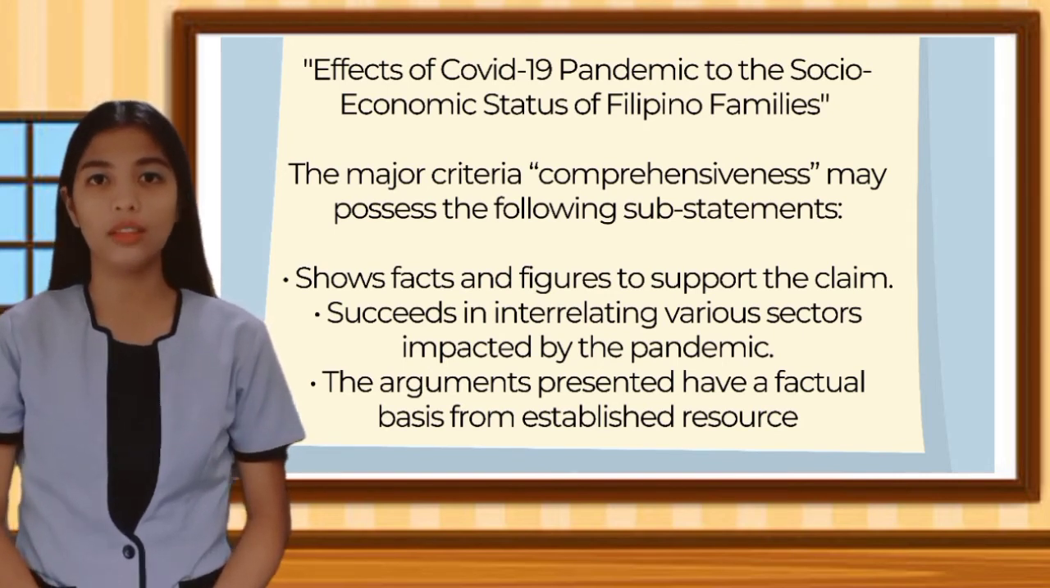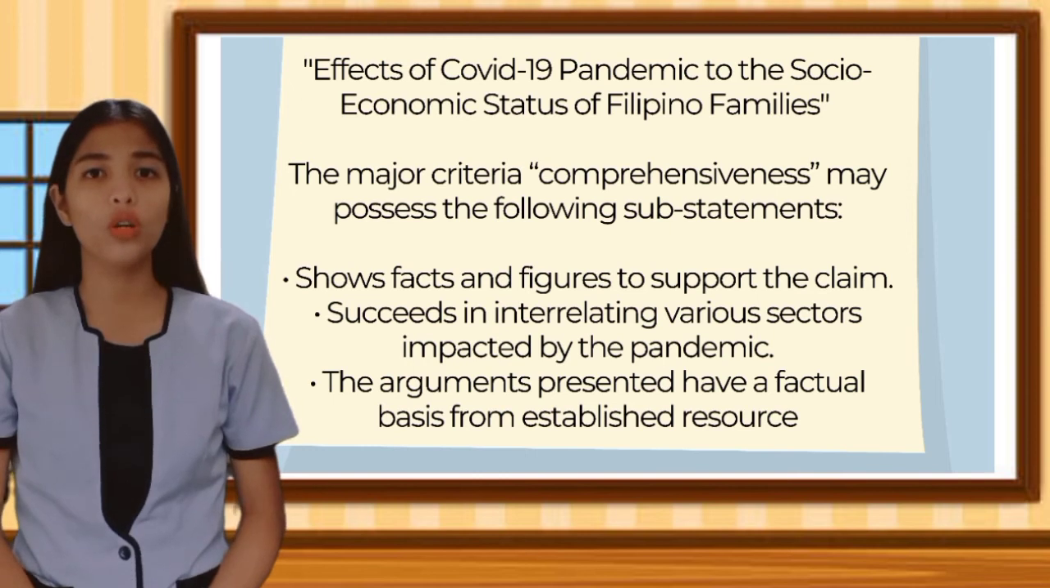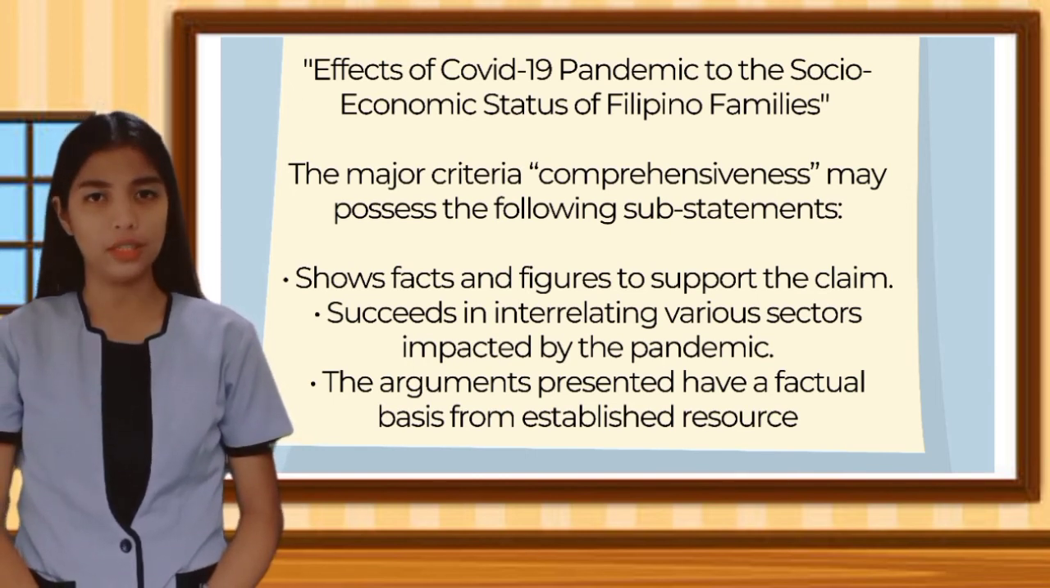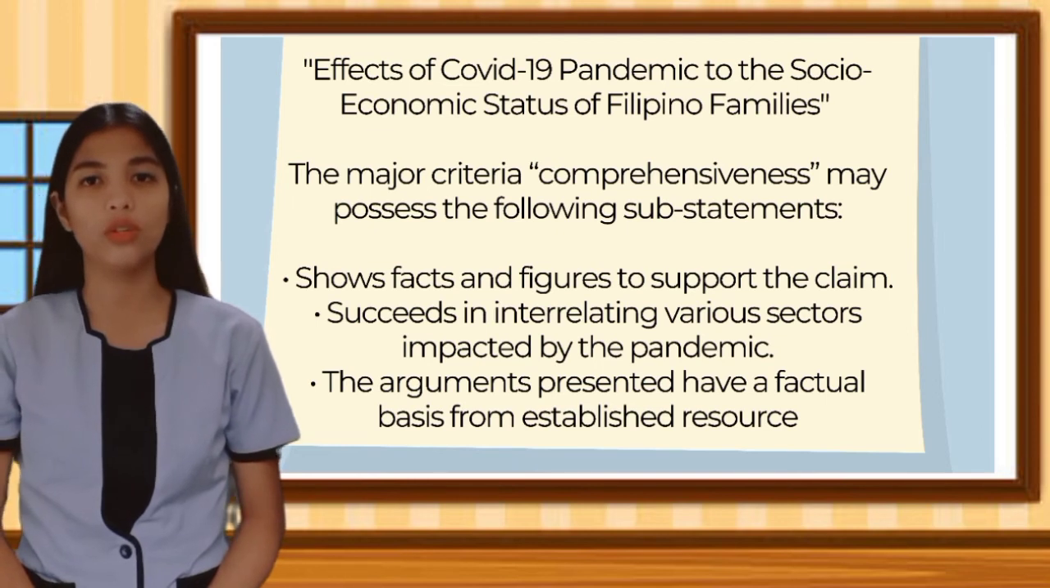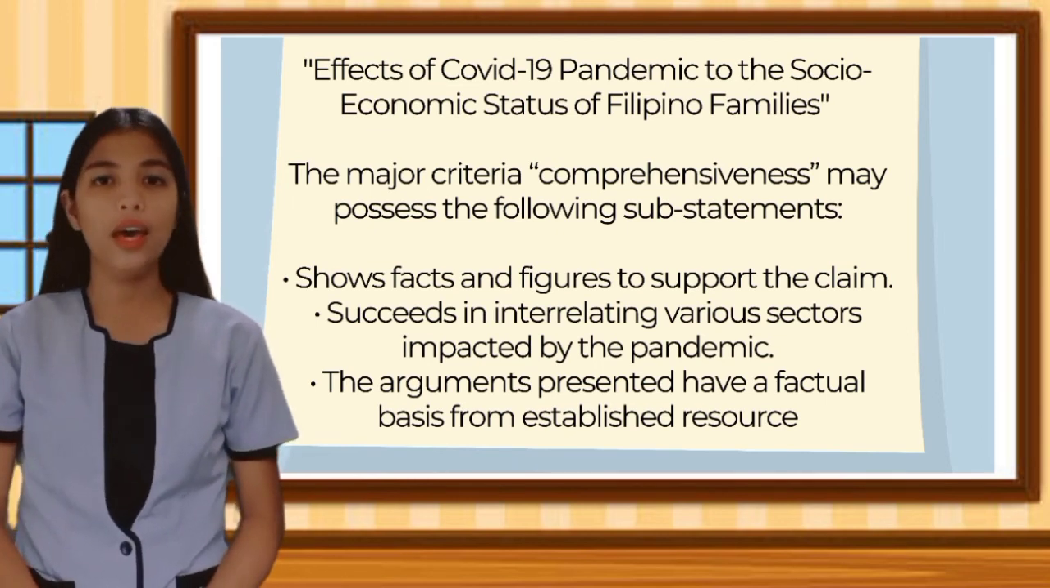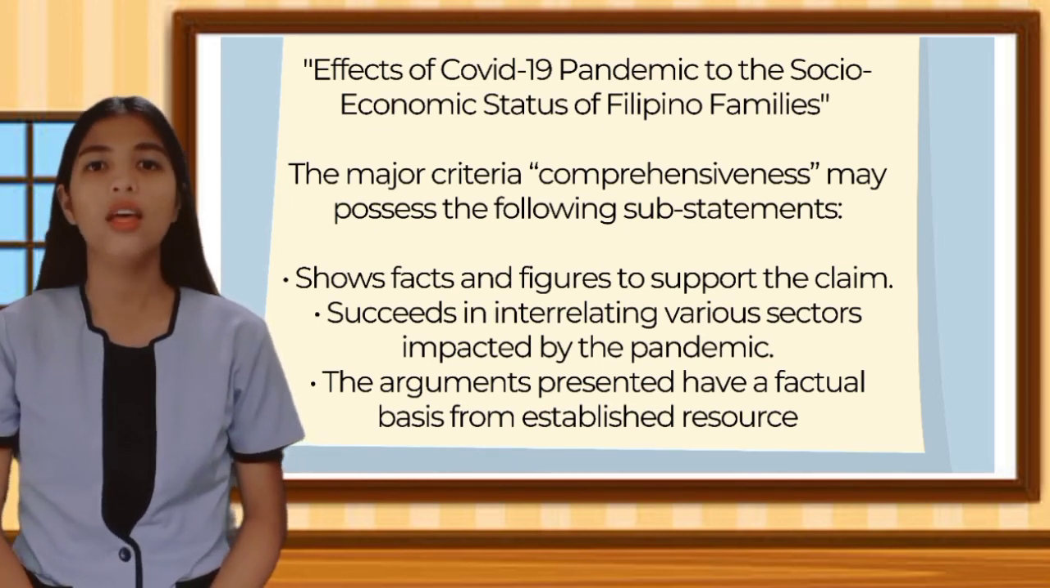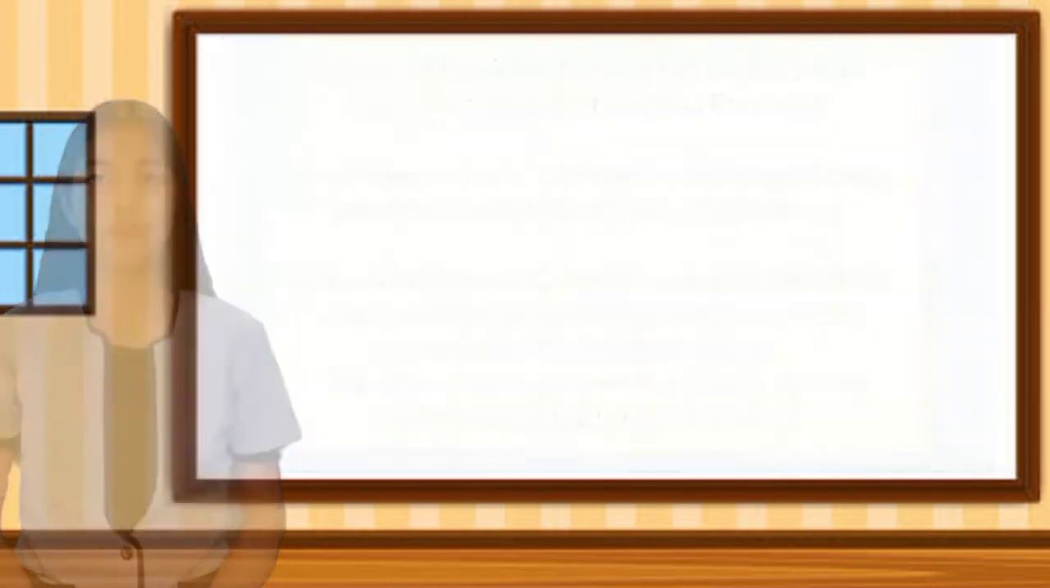Let's just say that you ask your students to write a journal about the effects of the COVID-19 pandemic on the socioeconomic status of Filipino families. The major criterion, comprehensiveness, may have sub-statements such as showing facts and figures to support the claim, succeeding in interrelating various sectors impacted by the pandemic, and the arguments presented have a factual basis from established resources.